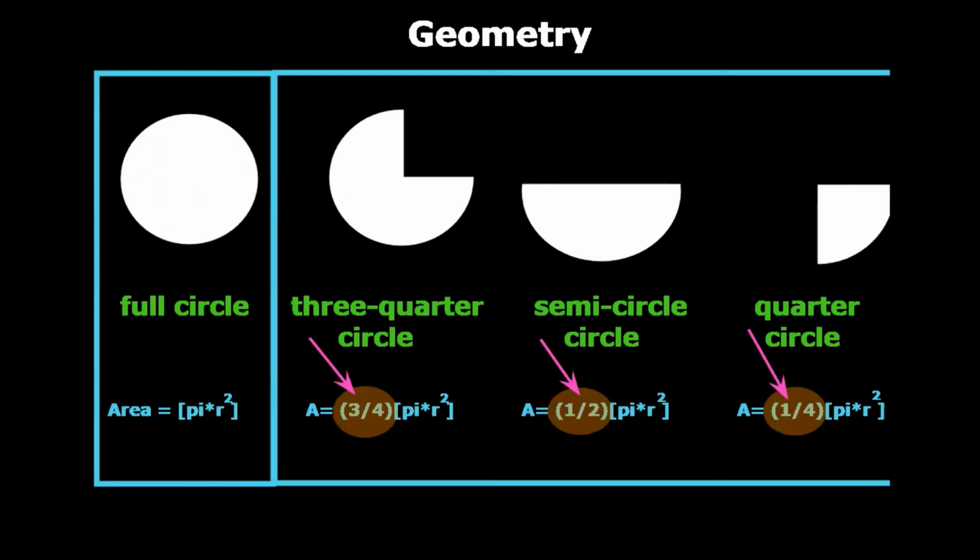Here we go. So for the 3/4 circle, the area is 3/4 pi r squared. For the semicircle, the area is a half pi r squared. And for the quarter circle, the area is a 1/4 pi r squared.